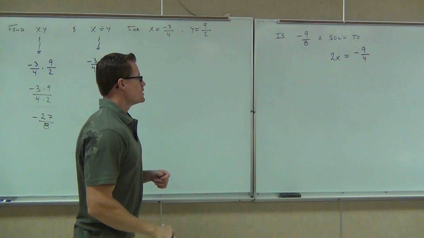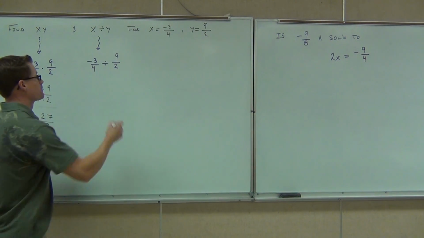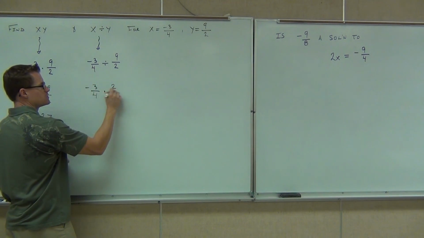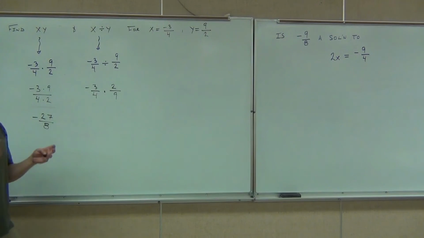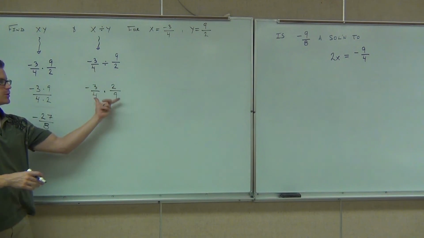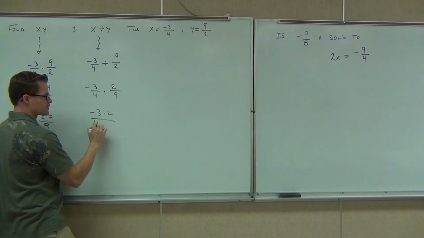Cool, all right. Next one, we have a division problem. Division says you are going to find the reciprocal at some point. We'll have negative 3/4 multiplied by 2/9. Again, we'll have to write this as one fraction because basically this changes a division problem into a multiplication problem, and we start all over again. Negative 3 times 2 over 4 times 9.